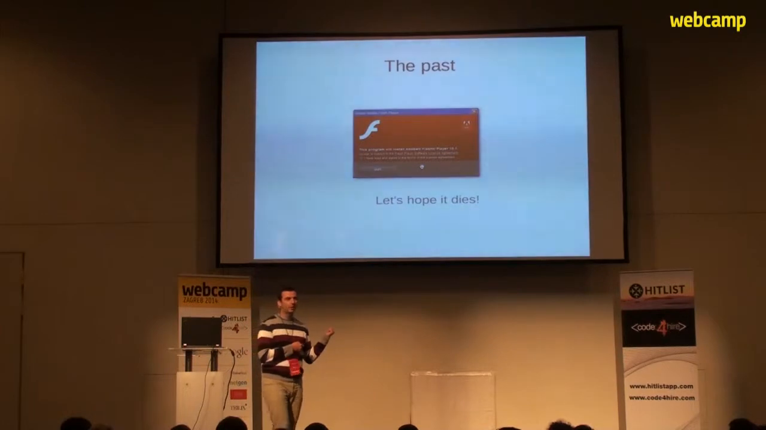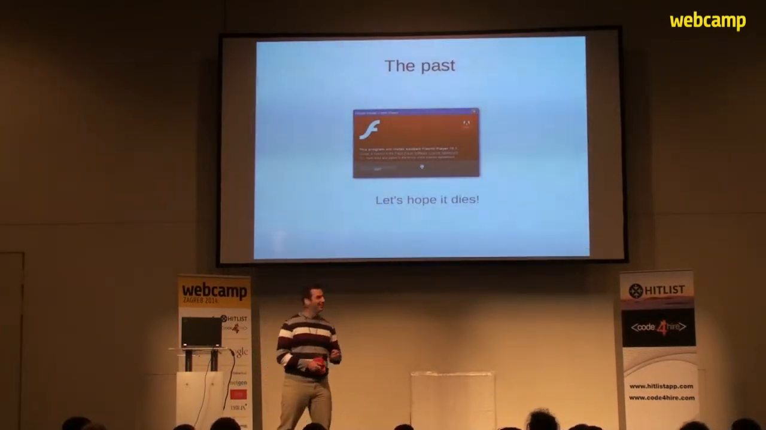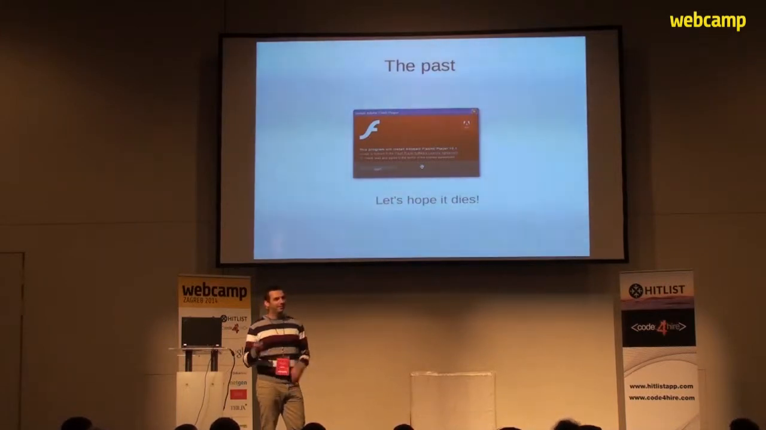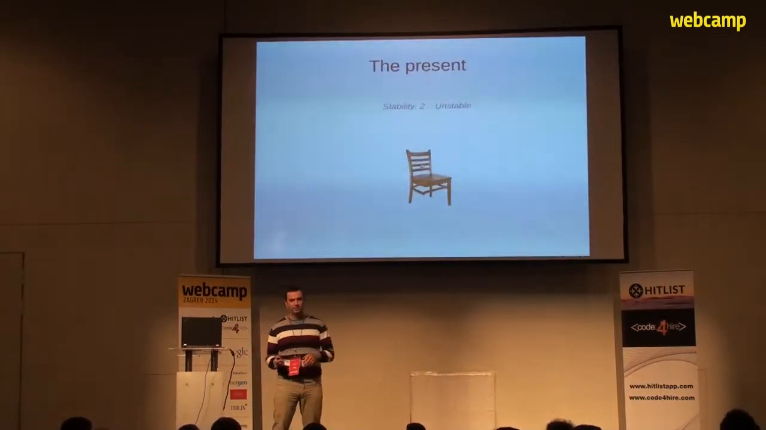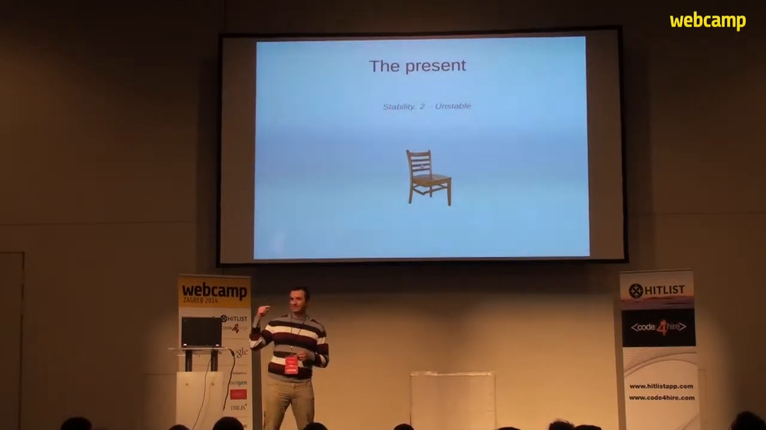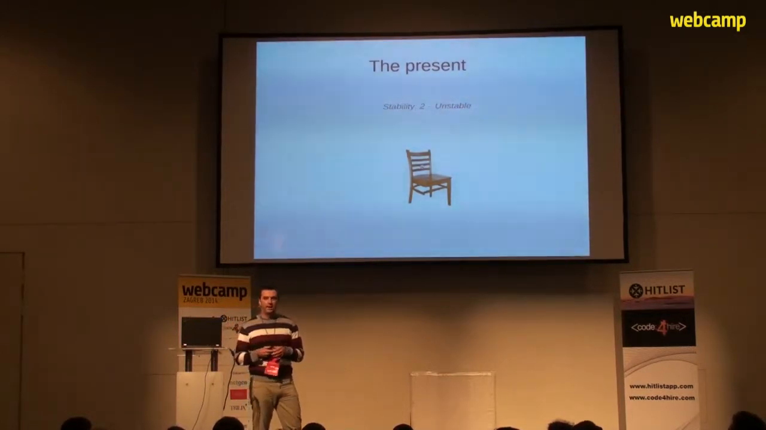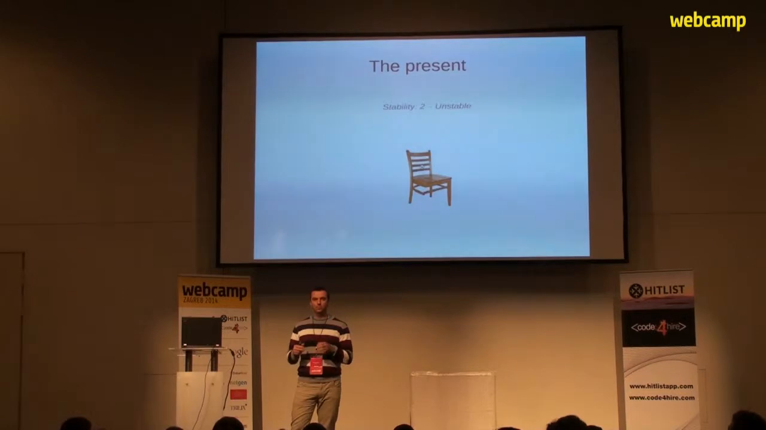So the past, as far as web development is concerned, let's hope it stays the past. The present, so basically this says stability: unstable. It's taken from the Node.js Streams API, and the Node.js guys are far more along with streams than web browsers, JavaScript and standards. And it's unstable.